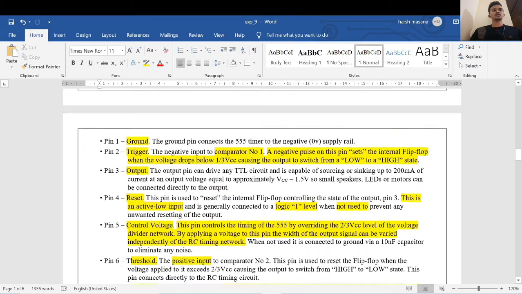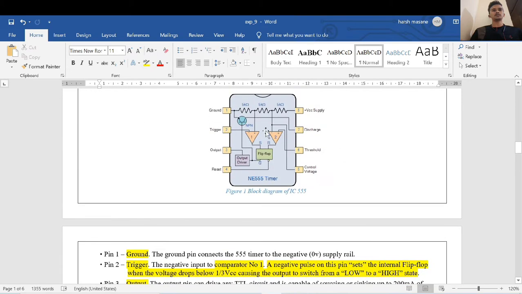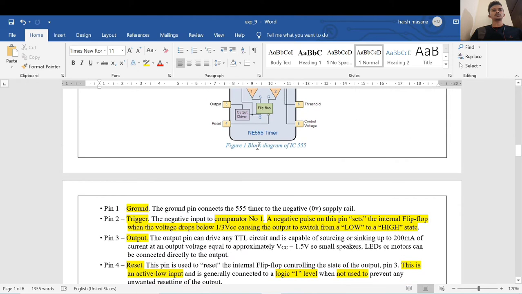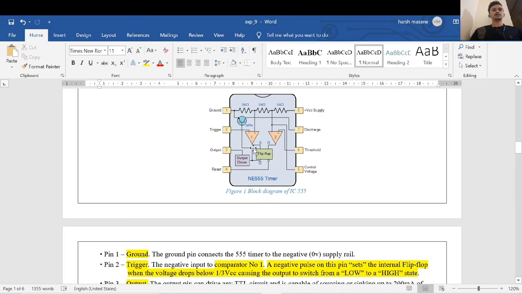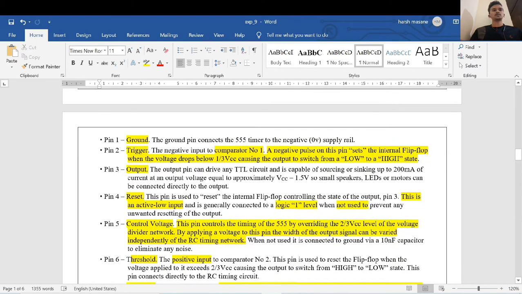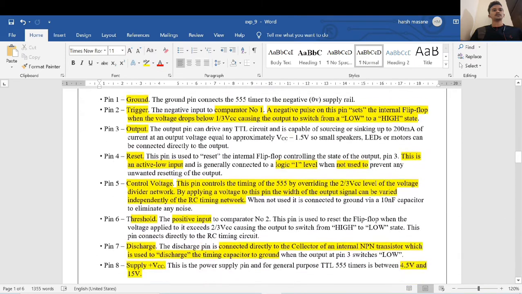So first one is the ground, second is the trigger. So when a negative pulse is applied to this pin, it sets the internal flip-flop when the voltage drops below 1/3 of VCC, which causes the output to switch from low to high state. So here the comparator 1 gets on, so the flip-flop gets set. Next is the output, where we will see the output of the 555 IC.